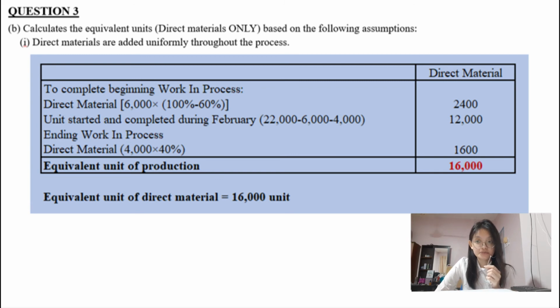During this calculation, we use the physical units of ending work in process times the percentage of completion, which is 4,000 times 40%. Then it will be equal to 1,600. And we just total up the three calculations, and the equivalent units of production of direct material will be equal to 16,000.